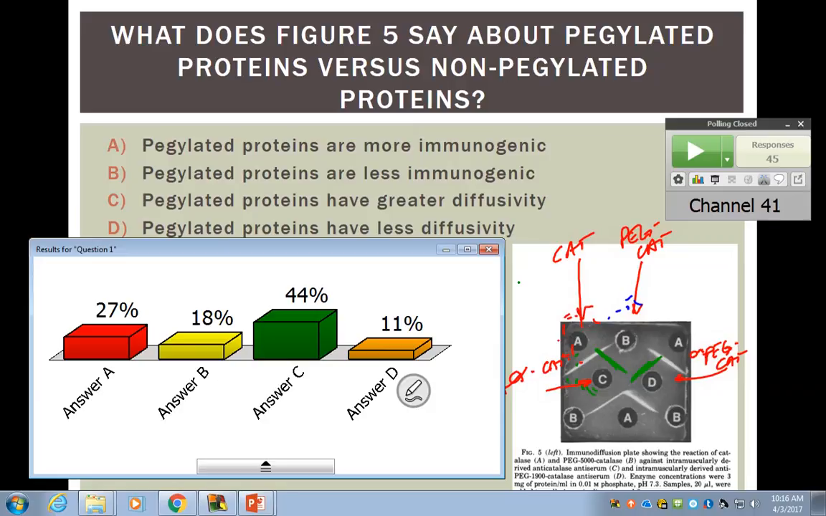In contradiction to that, what we see is actually that whatever's in B doesn't seem to be getting very far, that the antibodies have to move to it. So I would argue that if anything, D is more correct. Pegylated proteins have less diffusivity. It seems like they're having a harder time getting out of this well and diffusing through this agar substance.